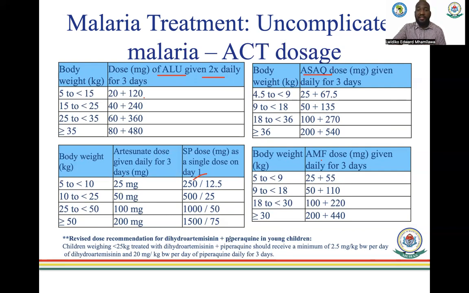But there's also dihydroartemisinin-piperaquine in younger children. The dose recommendation is that a child with less than 25 kilograms is supposed to receive at least a minimum of 2.5 milligrams per kilogram body weight per day of dihydroartemisinin and 20 milligrams per kilogram body weight per day of piperaquine for 3 days.